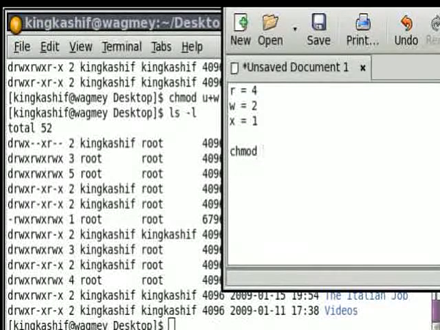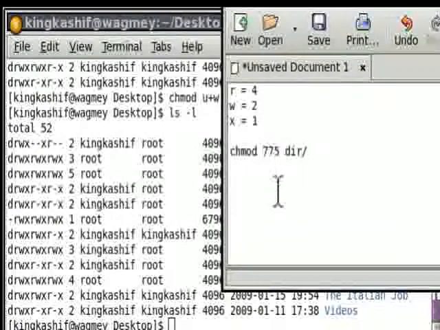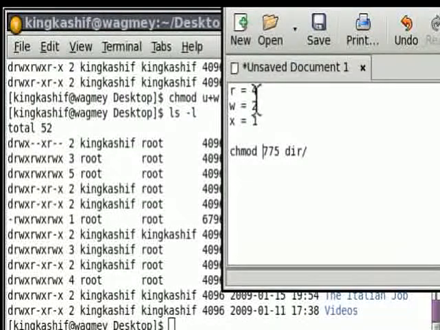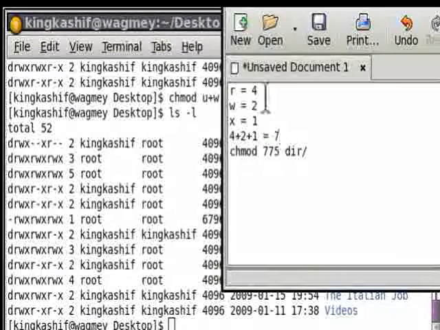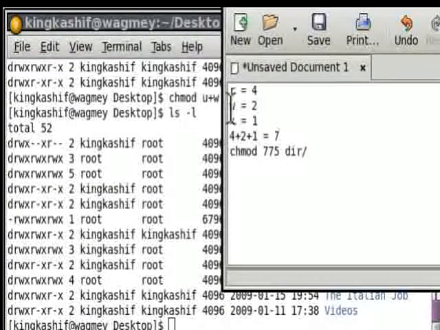As we know, there are three sections, so we would write 775 dir. What does this mean? The first bit is for user section, the second is for group section, and the last is for other section. So where does the 7 came from? The 7 means 4 plus 2 plus 1 is equal to 7, means we are giving read, write and execute permission to user section.